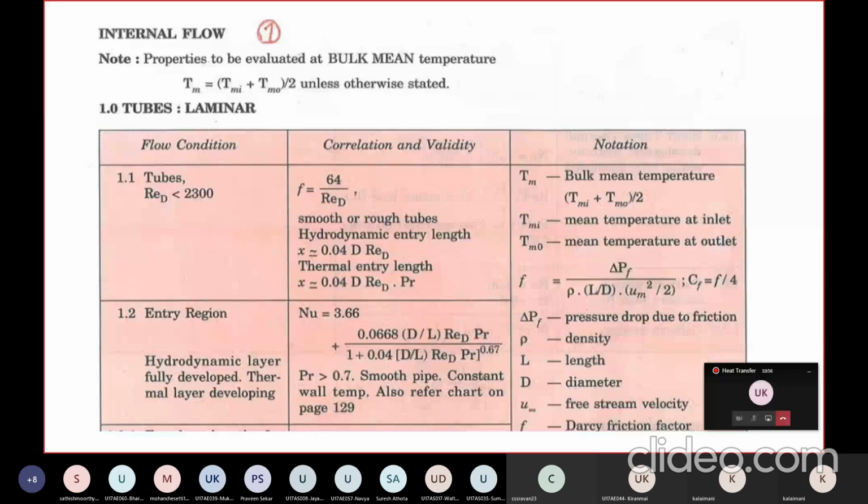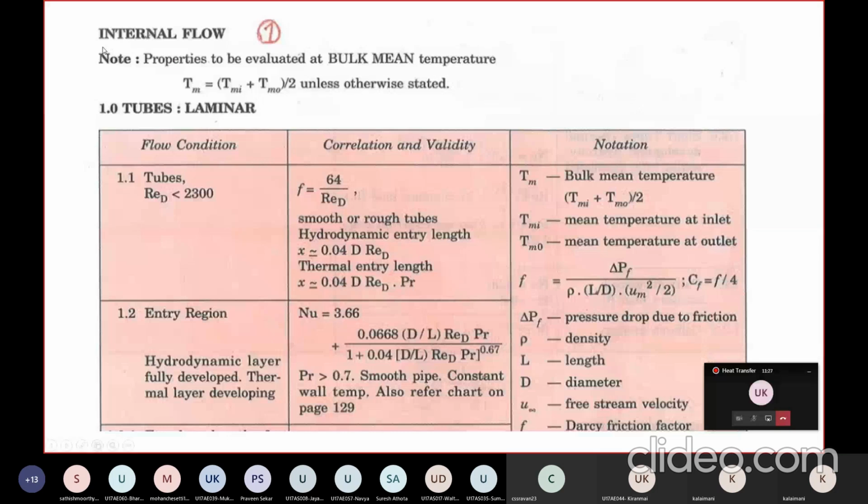In our last class we discussed flow through the pipes. If it is flow through the pipe, we discussed how the velocity distribution and the temperature distribution behave inside the pipe. There are two different cases: one is that the duct or pipe is maintained at a constant wall temperature, or it is subject to constant heat flux. Flow through the pipe is called internal flow.